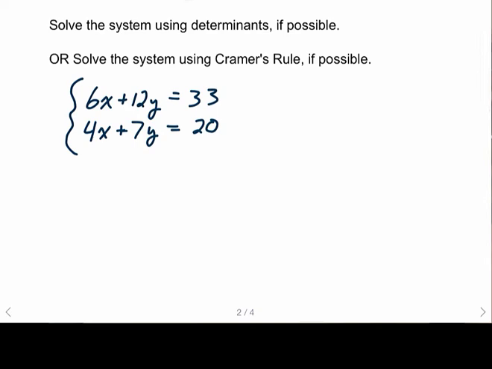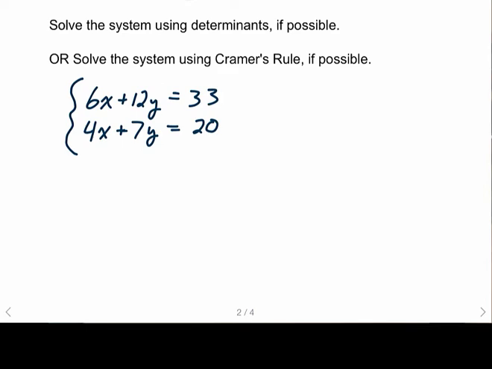Let's see how to do this. Our instructions are going to be solve the system using determinants if possible, or you might see solve the system using Cramer's rule if possible. Our system is 6x plus 12y equals 33, and 4x plus 7y equals 20.